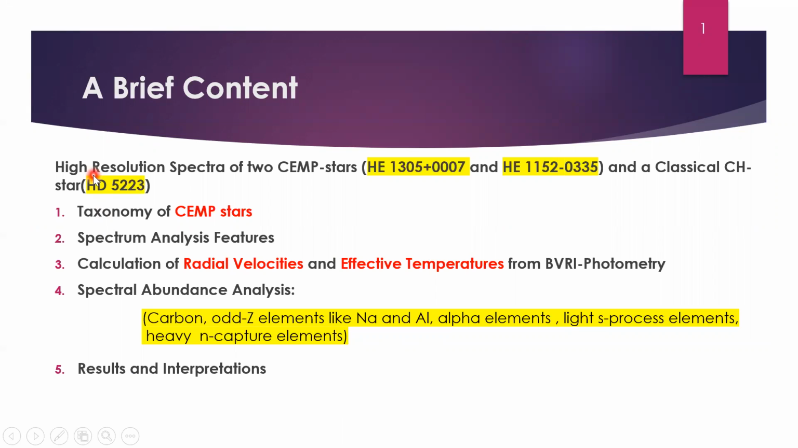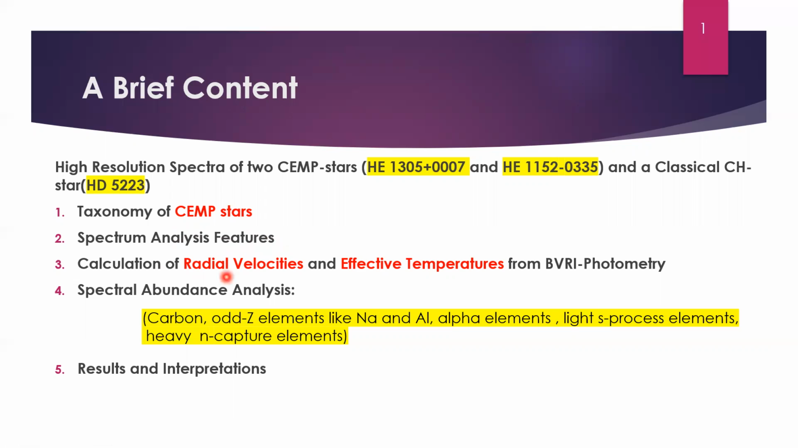The paper presents analysis of high-resolution spectra obtained with the Subaru Telescope High Dispersion Spectrograph of 2 carbon-enhanced metal-poor stars named HE1305-0007 and HE1152-0355. We have also taken the case of a classical CH star named HD 5223. In order to understand their salient features, it is essential to know the taxonomy of the CEMP stars and then develop the spectral analysis using the IRAF DS9 software that enables developing and removing the various biases to obtain the final reduced spectra.